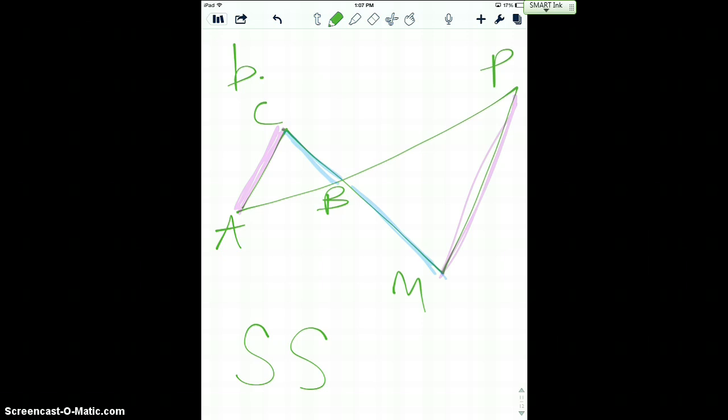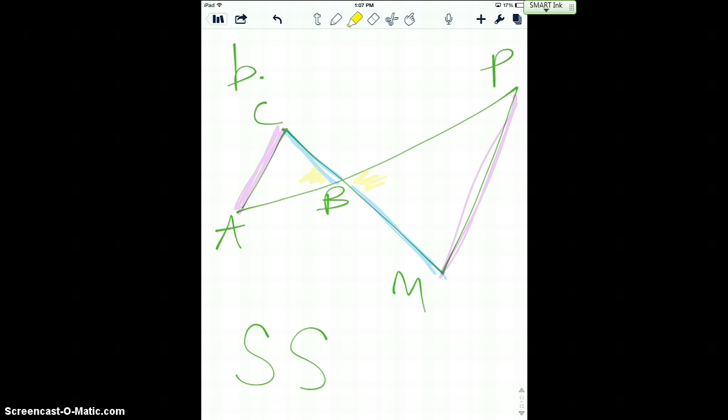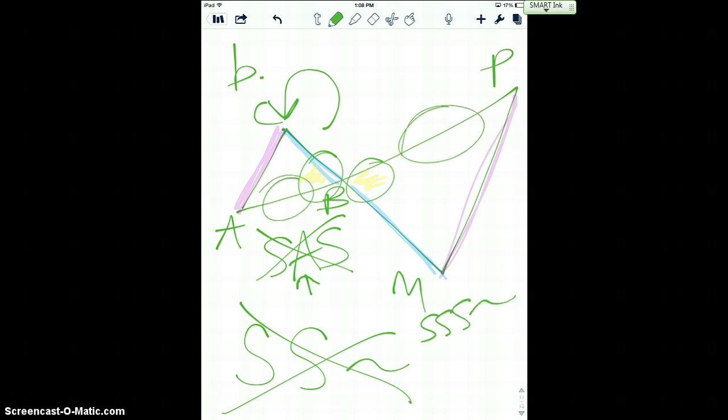Well, the only other information that I could get from this is the vertical angles. And what I'm noticing is the vertical angles are not included between the 2 sets of corresponding sides that are proportional. So I could not say side angle side because the angle is not included. So can I just say side-side similarity? No. The only one is side-side-side similarity, and I'm not given that information, and I wouldn't be able to prove that. So no, I could not prove that they are similar.